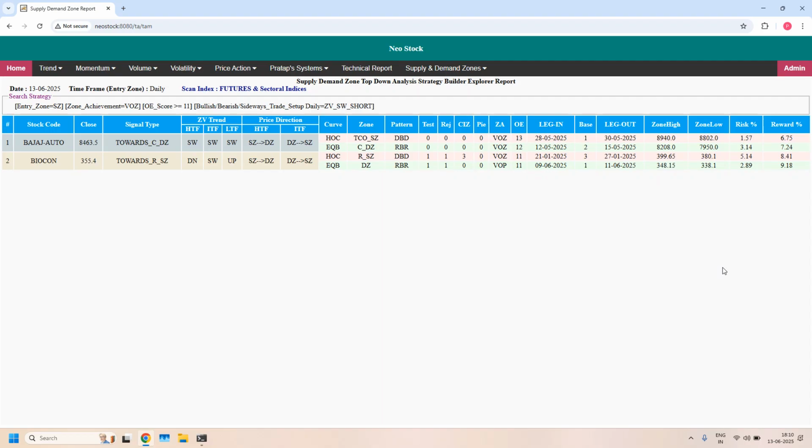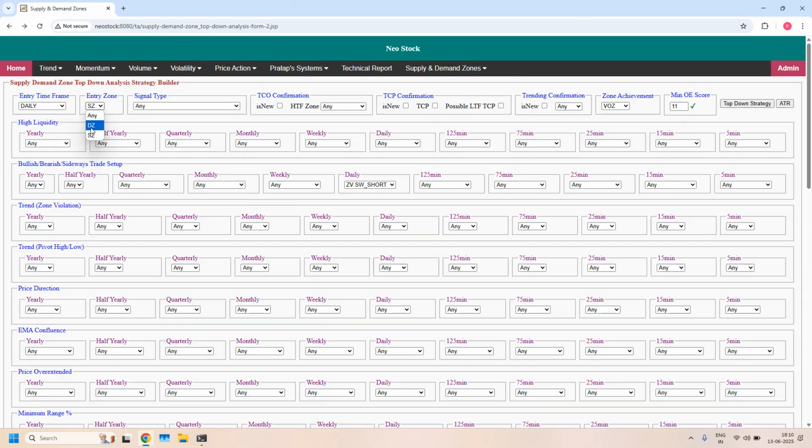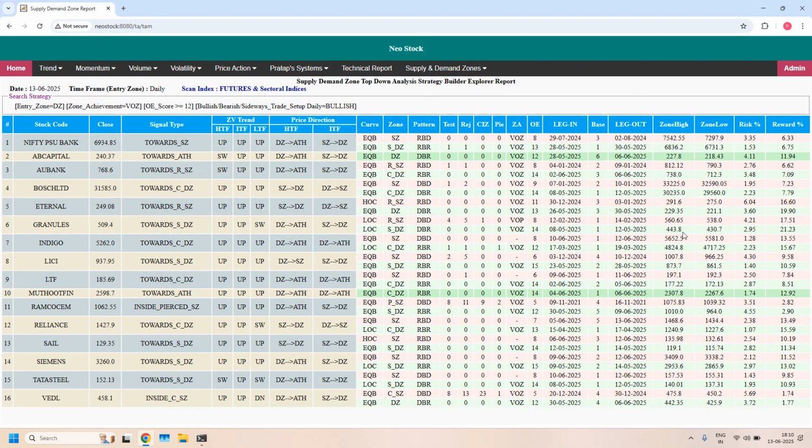Next, bullish trade setup for monthly income trade. The changes are daily demand zone, and here it should be bullish, and minimum odd enhancer score should be 12. Now let's filter. We got 16 stocks supporting bullish trade setup for monthly income trade, and entry time frame zones, these are all daily demand zones.